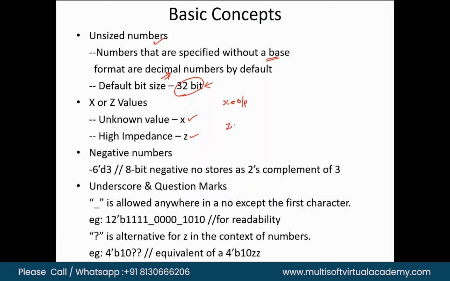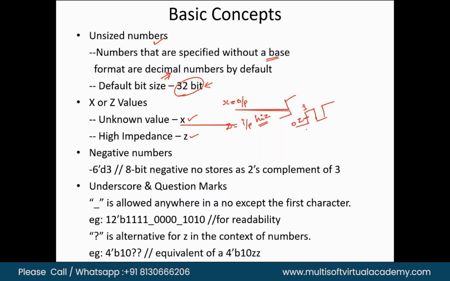Similarly, Z is for my input. I will be representing my input variables as HIZ in my simulator. HIZ is nothing but the high impedance state. So it is the transition between 0 and 1. You will be having a clock pulse. So this is my Z, this is 0 and this is 1.